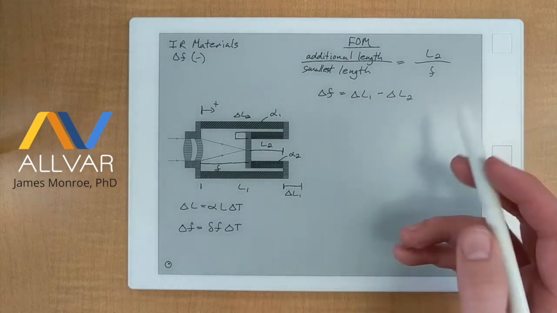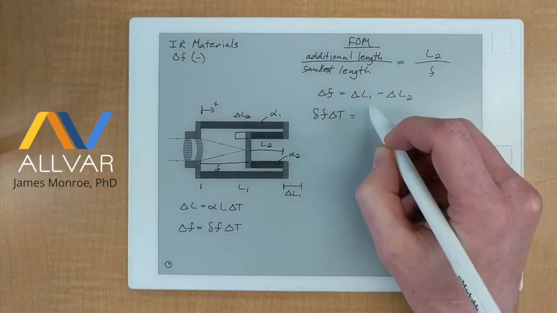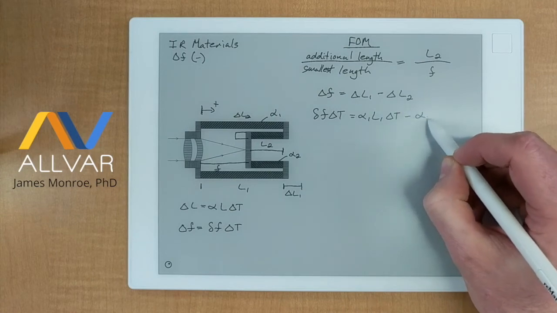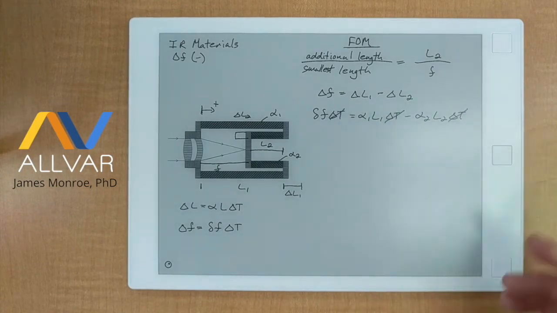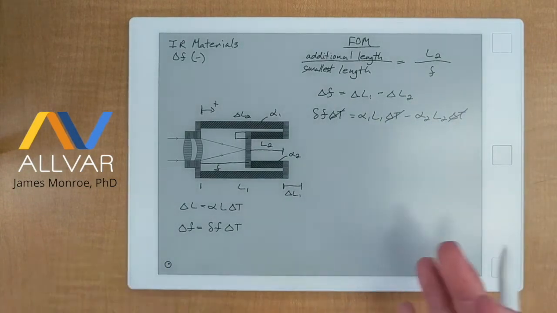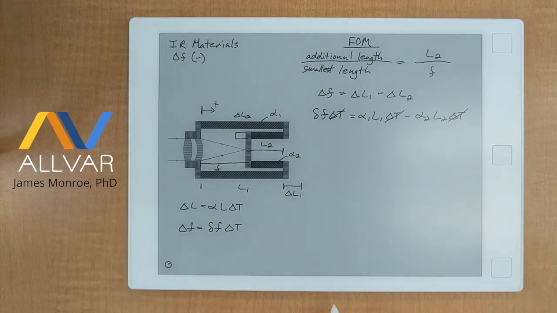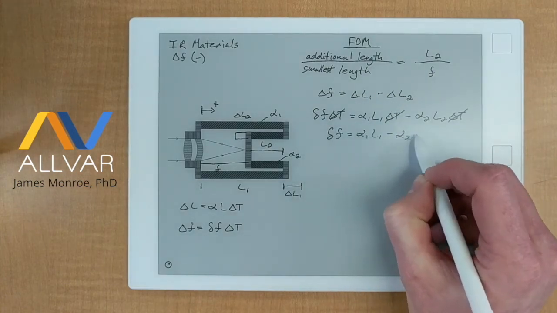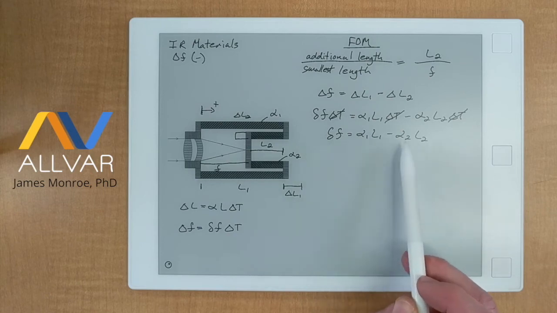So we can plug these two equations into this larger equation, and we get something that looks like this, with alpha 1 L1 delta T minus alpha 2 L2 delta T. And we'll notice that the change in temperature can be canceled. And that tells us, because of the linearity of the equation, it doesn't matter how big the temperature change is, you're going to see the same result. So this simplifies a little bit to alpha 1 L1 minus alpha 2 L2. Now we have an equation that's in the form of lengths and material properties.